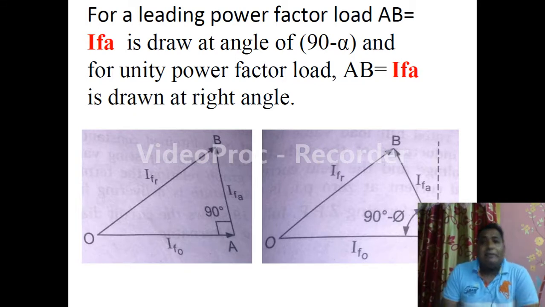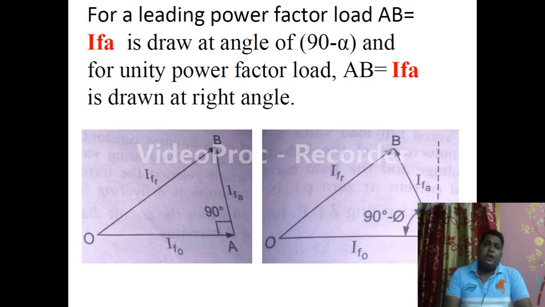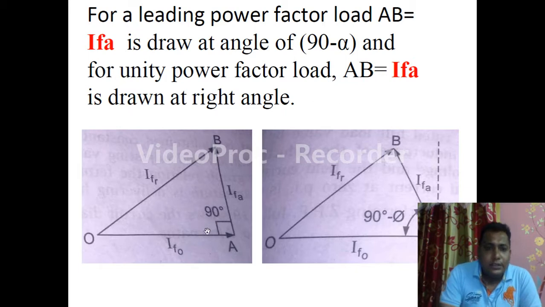Now, for a leading power factor load, AB, that is IFA, is drawn at an angle of 90 minus alpha, and for a unity power factor load, AB, that is IFA, is drawn at a right angle. See this one. First see AB, follow my pointer in the right-hand side diagram. As we can see, this is the on-load terminal voltage. If we want the rated terminal voltage, what is the field current, that is IF0 and IFA.